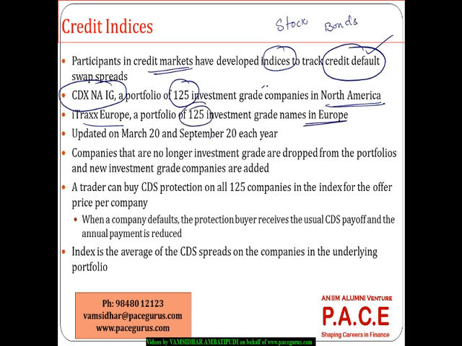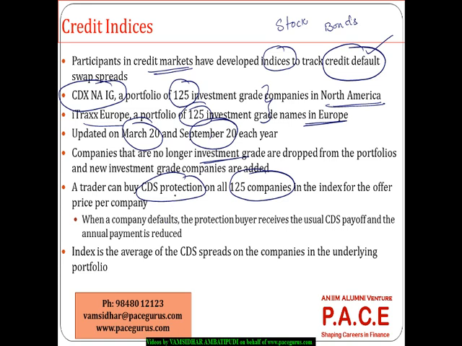So these are the two most popular CDS indices that we see, and the composition of these indices is updated on March and September 20th every year, wherein those companies which are no longer investment grade out of these 125 are dropped and new investment grade companies are added to the portfolio. And if we are talking about direct trading on the CDS index, it's as good as saying, okay, on all the 125 companies I want to buy protection. Then I'm calling it an index trade.